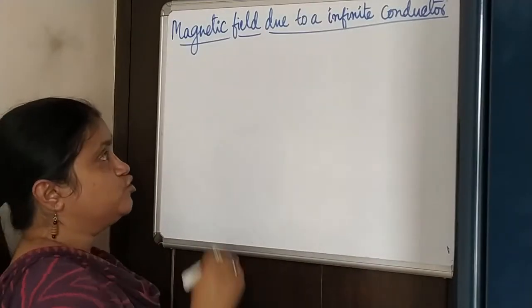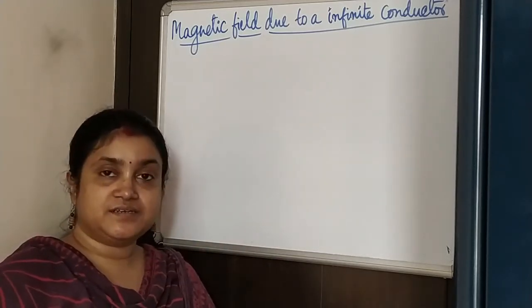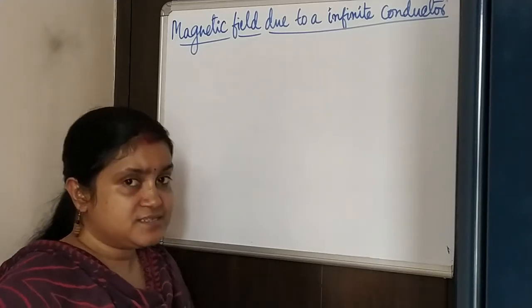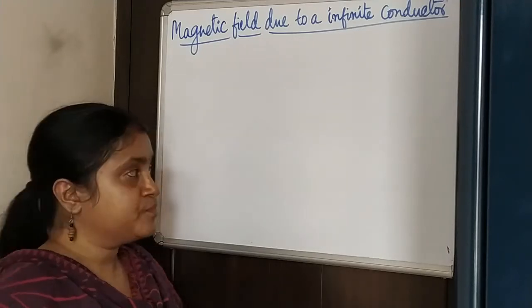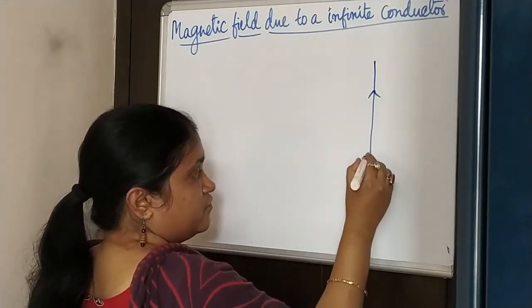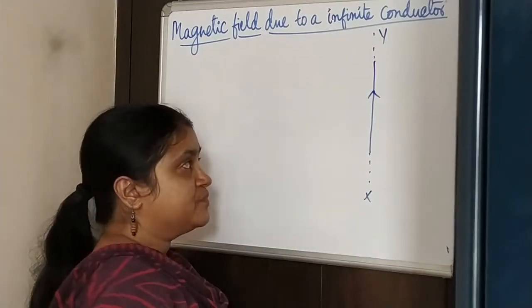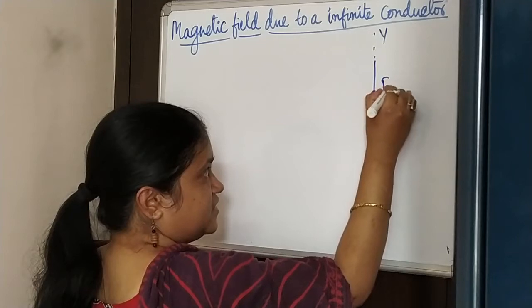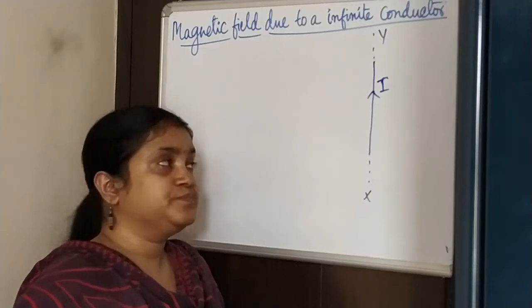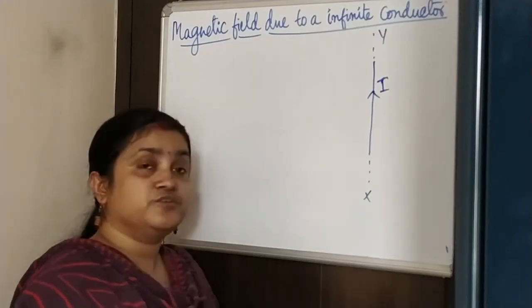Magnetic field due to an infinite conductor. When we talk about an infinite conductor, it doesn't necessarily mean that the conductor is infinite. It means that it is actually a very long conductor. Let's suppose this conductor is moving here from point X towards point Y, and the current it is carrying is I. We have to find the amount of magnetic field that it is producing.